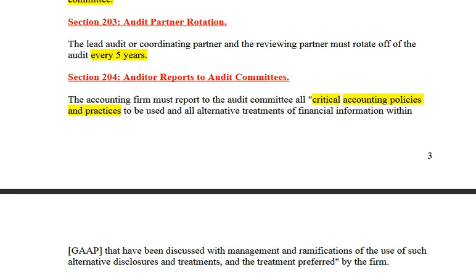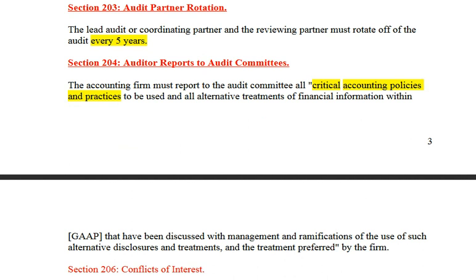Section 203, Audit Partner Rotation. The lead audit or coordinating partner and the reviewing partner must rotate off the audit every 5 years.